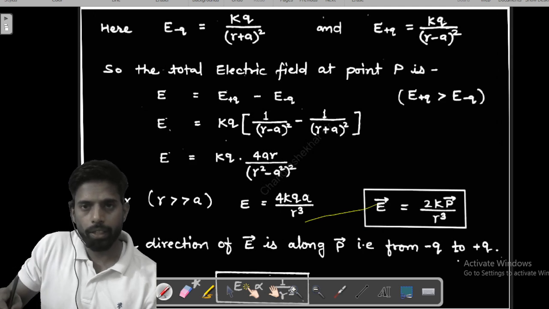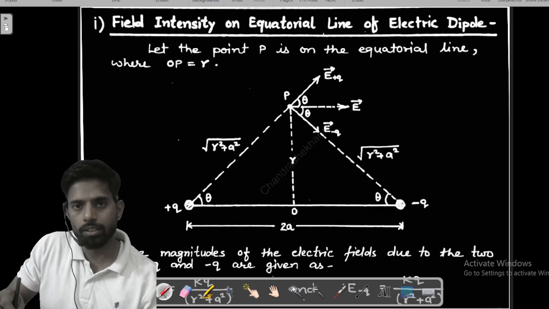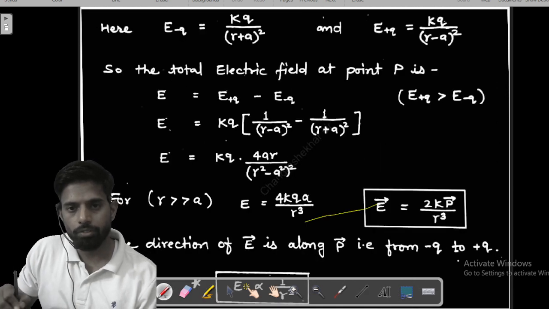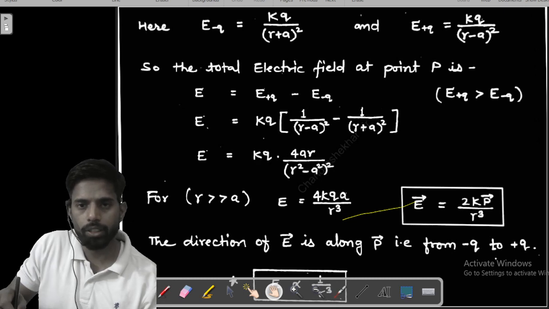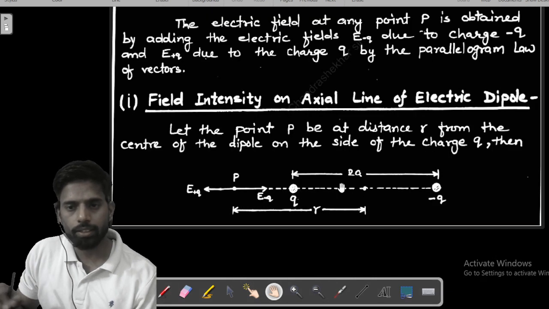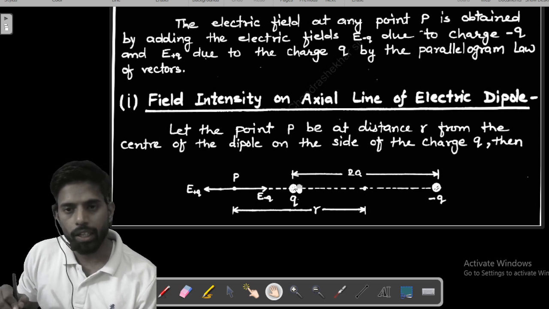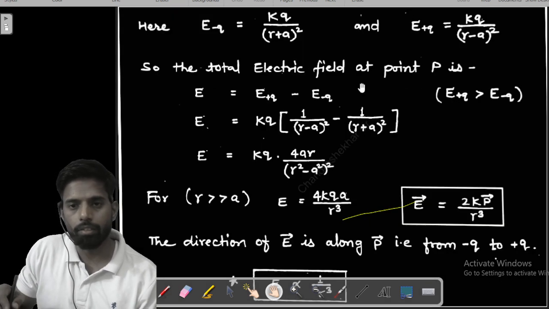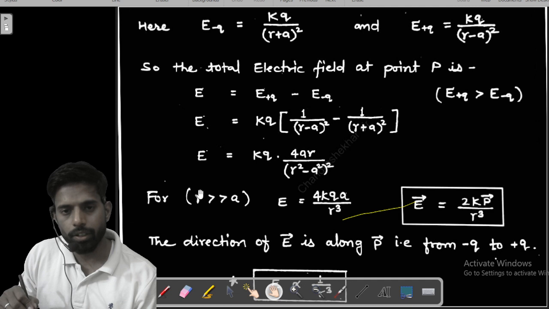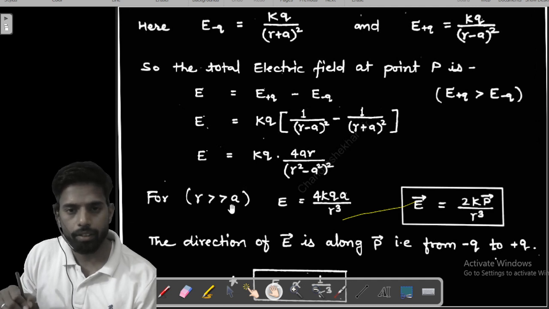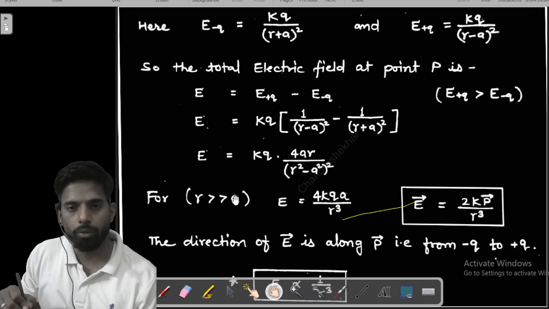Now you can apply a special case. What is a special case? If a is very small, that is, for a short dipole. If this distance is very less, we can treat this dipole as a short dipole. So we can directly neglect it and we will get a value as 0. If r is very much greater than a, we can neglect a and we will get a value as 0.